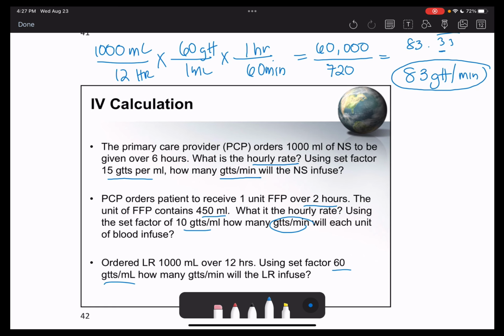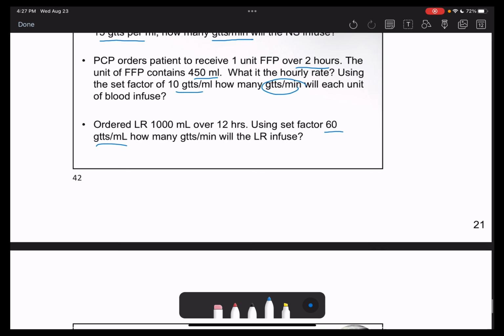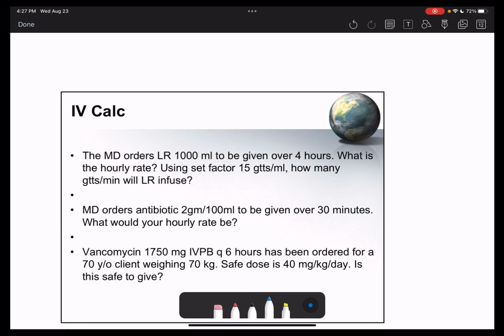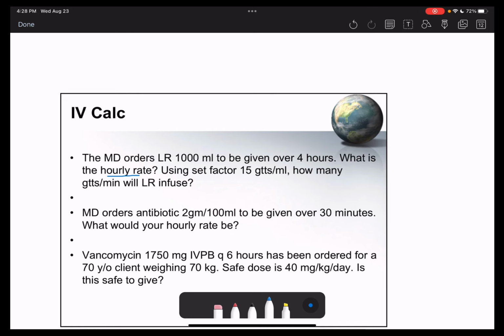All right. So that's that. Now let's move on to the next page. So this is going to be slide 43. All right. On this page, the first problem, it says the MD orders 1,000 ml of LR to be given over 4 hours. What is the hourly rate? And then it says, using the set factor 15 drops per ml, how many drops per minute will the LR infuse? See here. So let's start with the hourly rate.